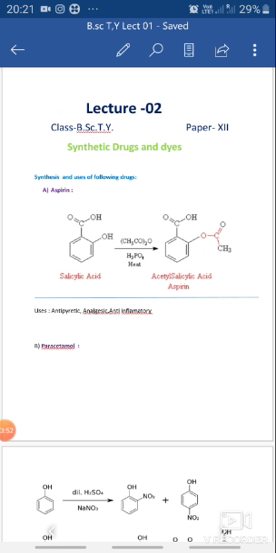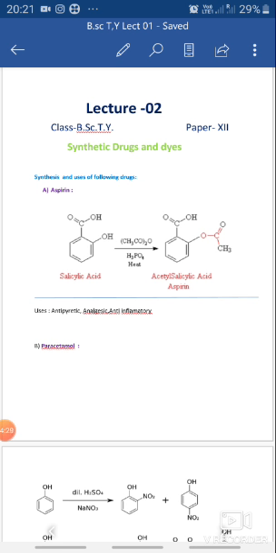In this reaction, there is simple acylation of the phenolic OH group and there is formation of aspirin. This is a so simple reaction, you just have to remember the starting materials and the product. Starting material is salicylic acid and acetic anhydride, catalyst is phosphoric acid or any acid, and then the product is aspirin.